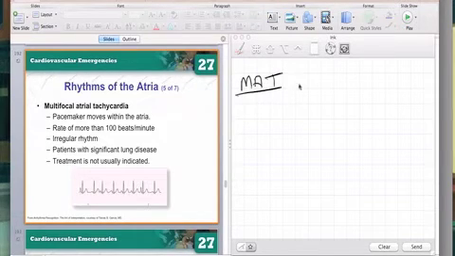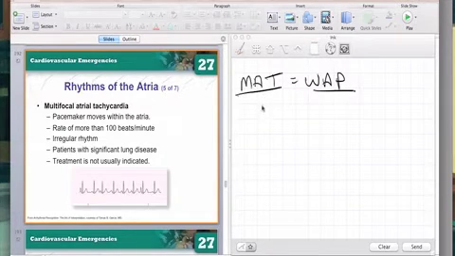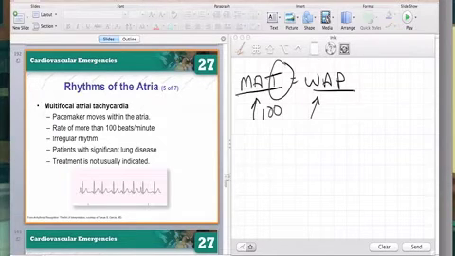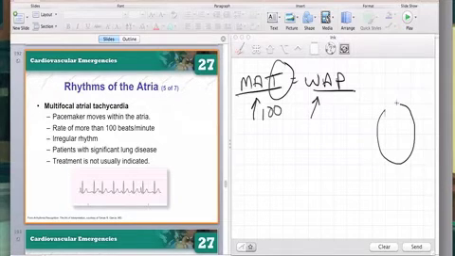MAT, or multifocal atrial tachycardia. Now, MAT pretty much equals WAP. Multifocal atrial tachycardia usually looks like a fast wandering atrial pacemaker. All right? Multifocal atrial tachycardia looks like wandering atrial pacemaker, except MAT is going to be greater than 100. Why? Because it's a tachycardia. Well, look at my rhythm. We still have the pacemaker moving within the atrium, just like wandering atrial pacemaker does. It's going to be irregular, kind of just like wandering atrial pacemaker does. And it's irregular because I have an ectopic beat in the atrium that's moving around.